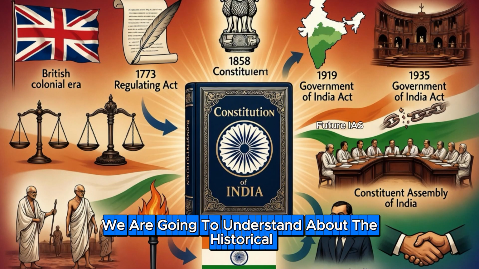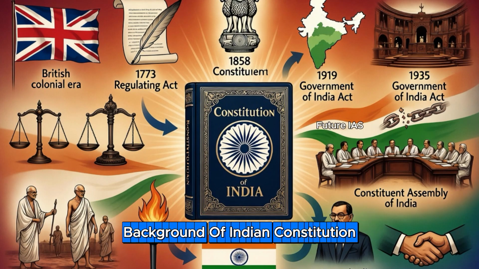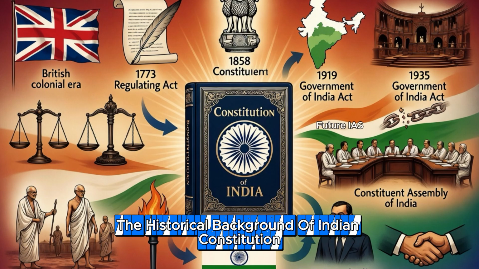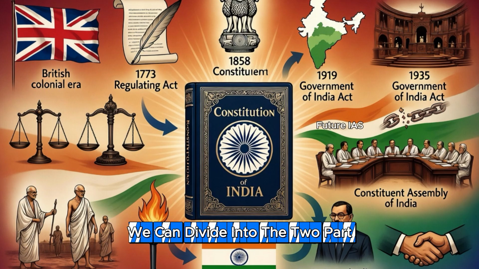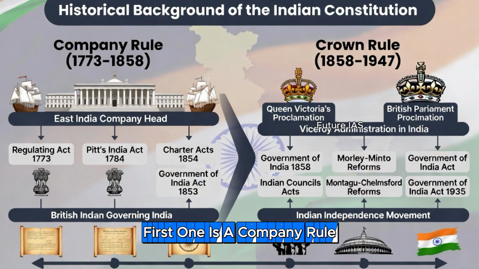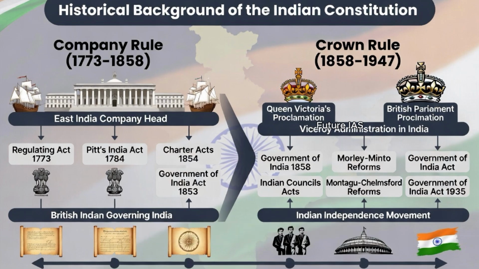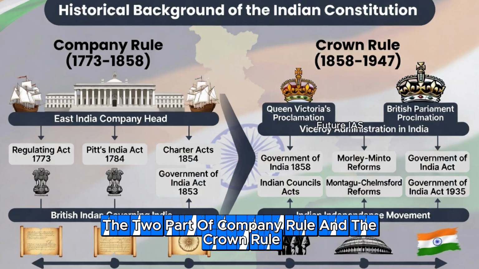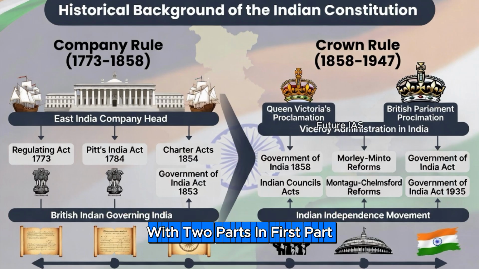Hello everyone, today we are going to understand the historical background of the Indian Constitution. For understanding it, we can divide it into two parts. The first one is company rule, and the other one is crown rule, and we will be dealing with these two parts.